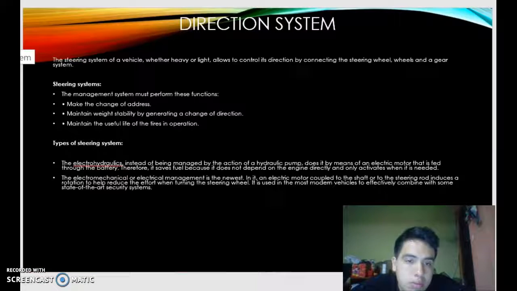First, the direction system, or address system, as its name refers to, is the chain of addresses of the team itself.